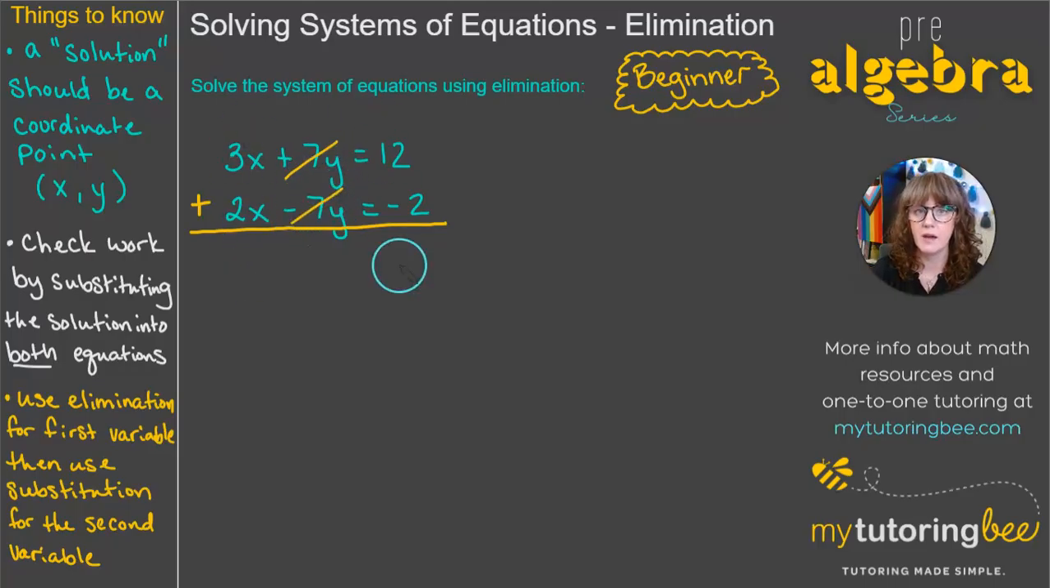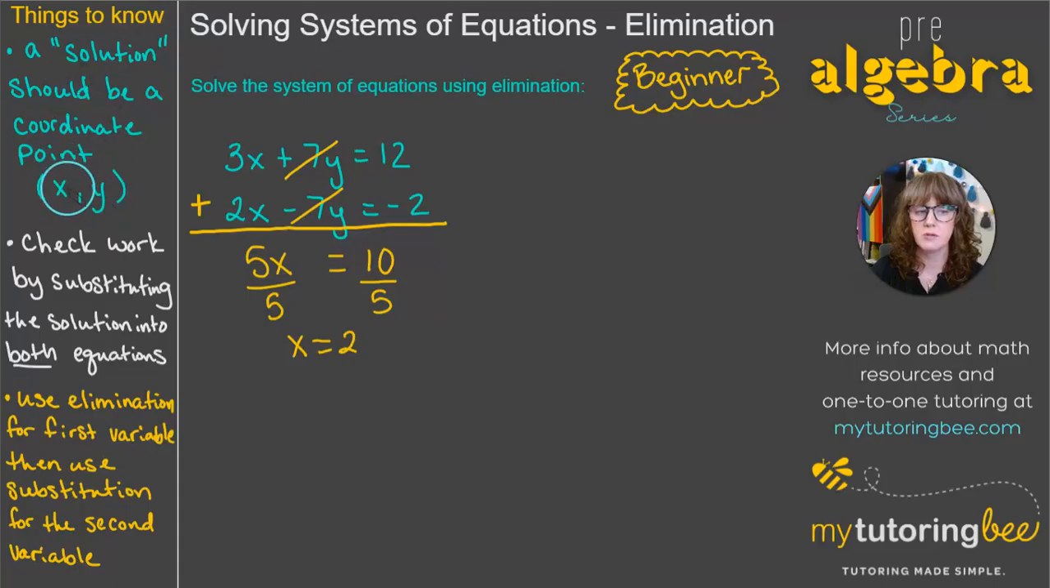And then we can add the other terms, and now we don't have one of those variables in the equation anymore. So 3x plus 2x gives us 5x. Our y's are canceled out, so we don't need to write that down, equals, and then our constant terms, 12 minus 2 gives us 10. So now look at our equation. We only have an x variable in this equation, which means now we can solve for x. In order to do that, we want to divide by 5, so we get x equals 2.